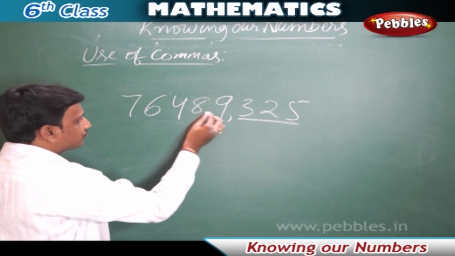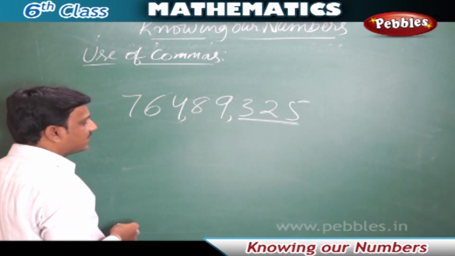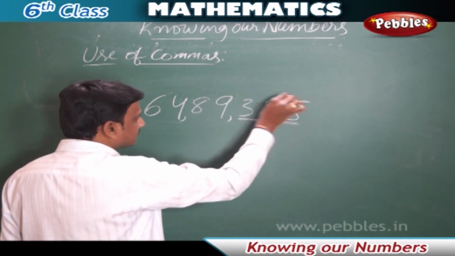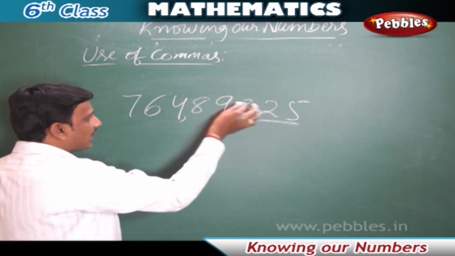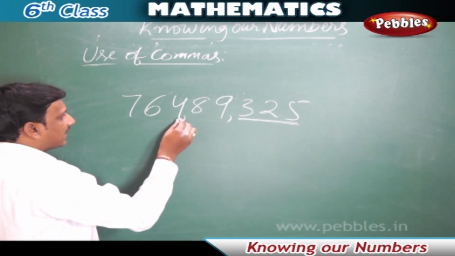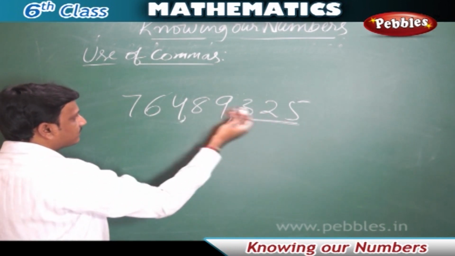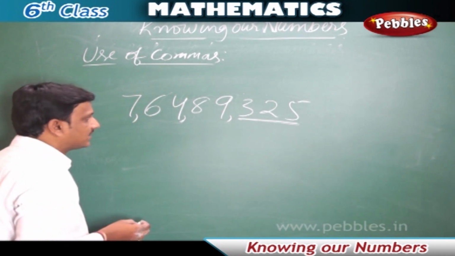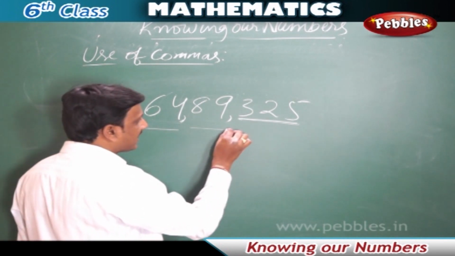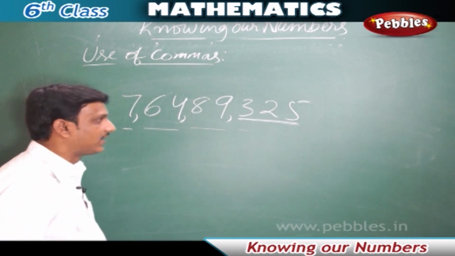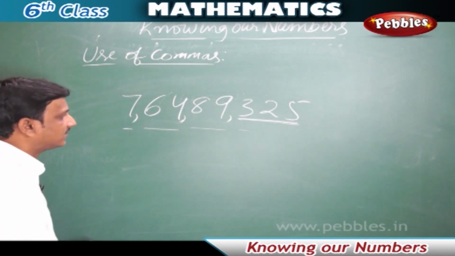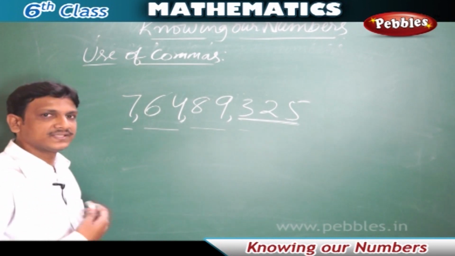Now again, after two more places from right to left, we place the second comma. That is after the fifth digit: 1, 2, 3, 4, 5. After the fifth digit, the second comma is placed. Now again, after two digits, that is after 7 digits from right to left, we place the third comma. Now we can read this as 7 crores 64 lakhs 89,325. So this is how, according to the Indian numbering system, we place the commas. So what is the use of commas?